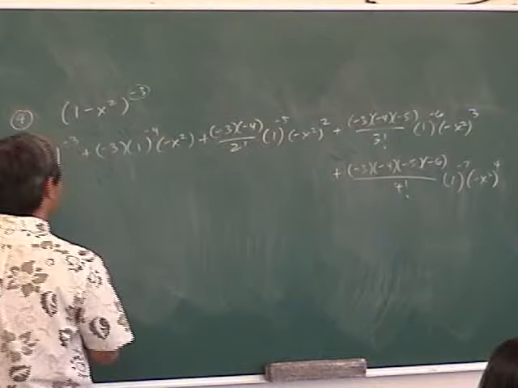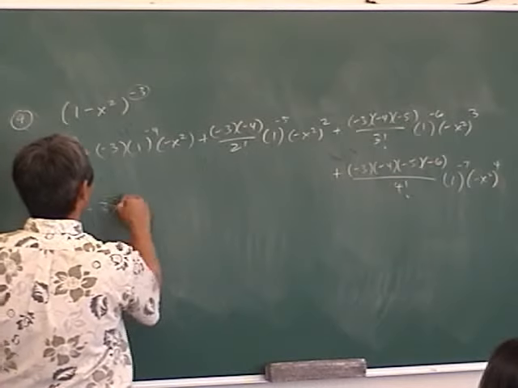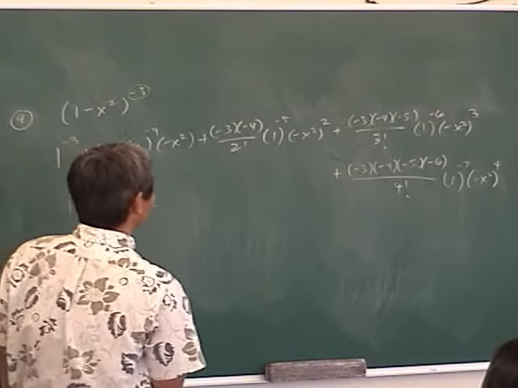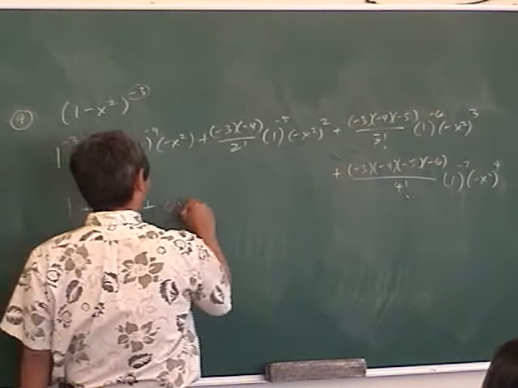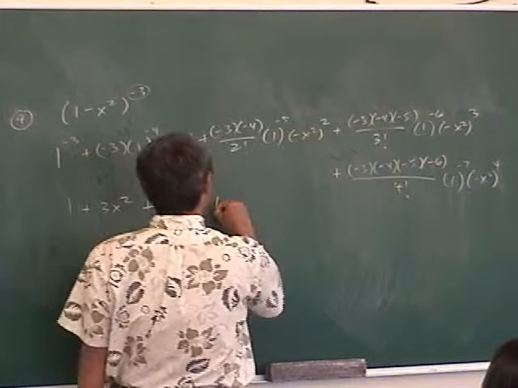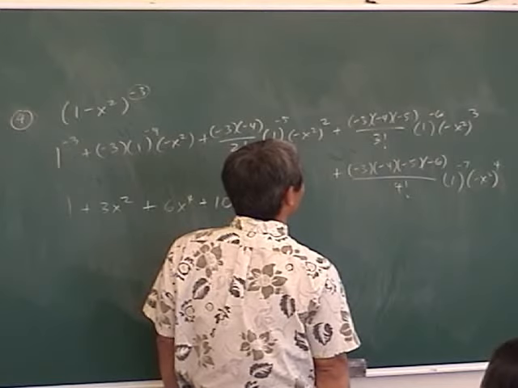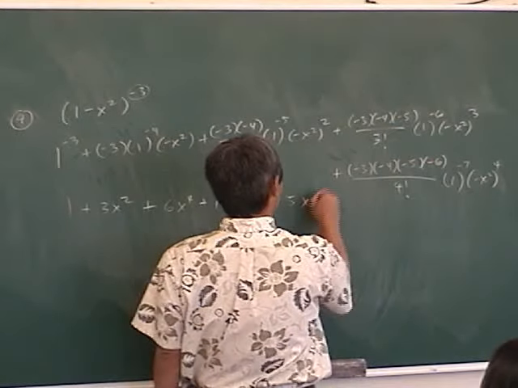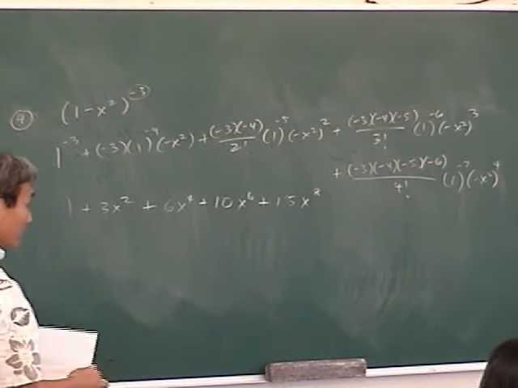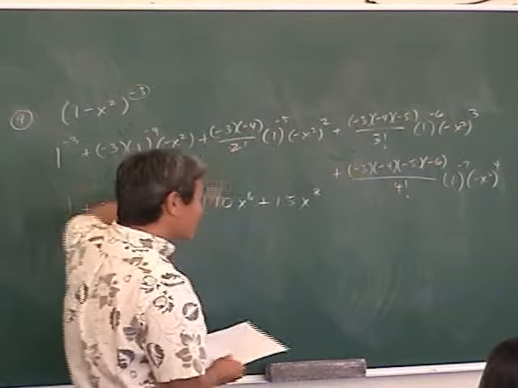Okay, now here's the hard part. Simplify. 1 plus 3x squared plus, oh, they're all going to be plus. Okay, what's 6x to the 4th plus 10x to the 6th plus 15x to the 8th. Did I do that correctly? Let's just simplify. So if you want to maximize your points on the test or on any quiz or test, write this out first and then start simplifying.